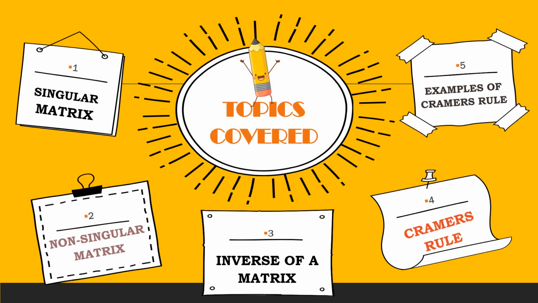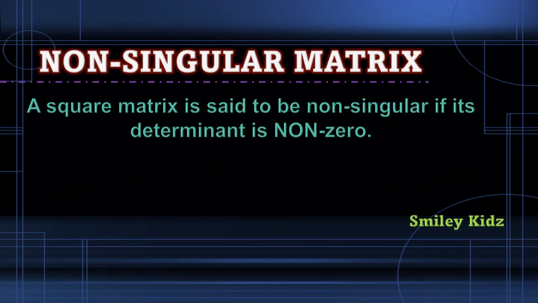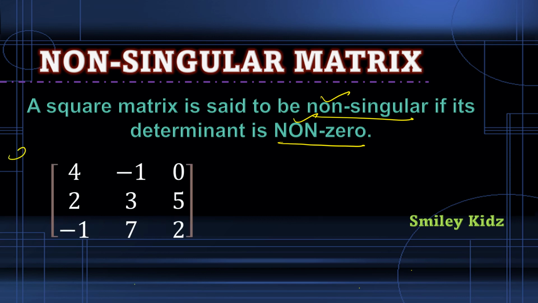Let's talk about non-singular matrix. Now that we know what a singular matrix is, you might have already assumed what a non-singular matrix would be, isn't it? A singular matrix was a matrix whose determinant is zero. Now, a non-singular matrix is such a matrix whose determinant will be non-zero. Non-singular, non-zero. Fine. This example was discussed in our previous videos. In this matrix, the determinant is non-zero. That means it is not zero, and such a matrix is known as a non-singular matrix.